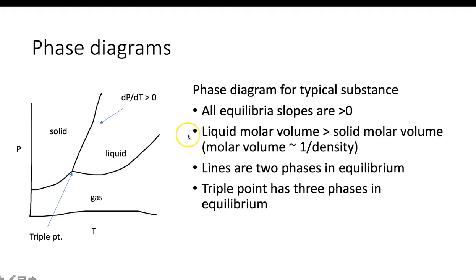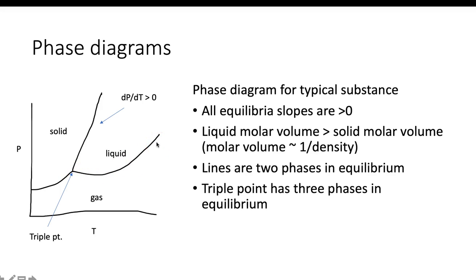Here I have my sketch of a phase diagram. It's pressure versus temperature. At these pressures and temperatures, we're solid. At these pressures and temperatures, it's pure liquid. And at these low pressures and higher temperatures, it's gas. These lines represent, if you're on that line in terms of pressure and temperature, two phases in equilibrium. You'll notice the slope of the solid-gas line is positive, and the slope between liquid and gas is positive.